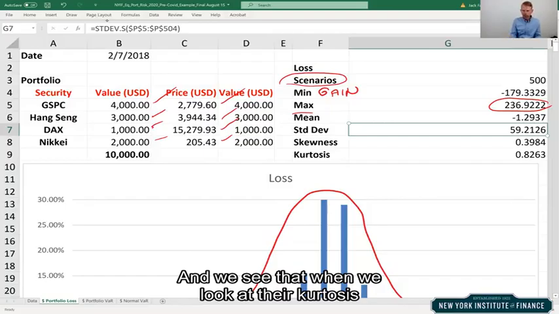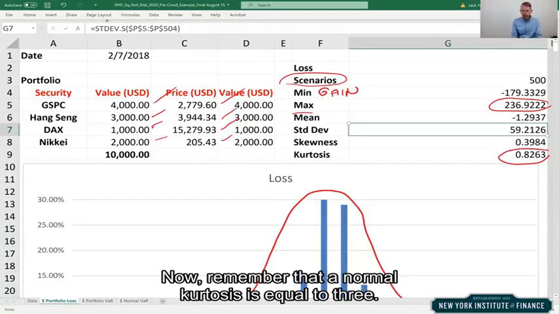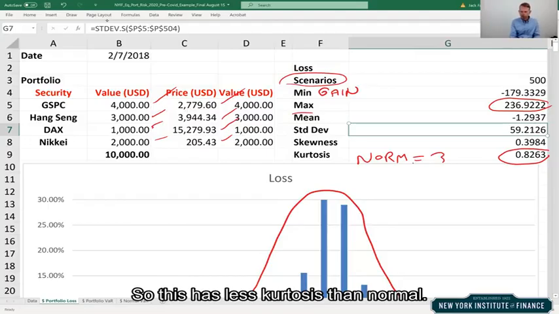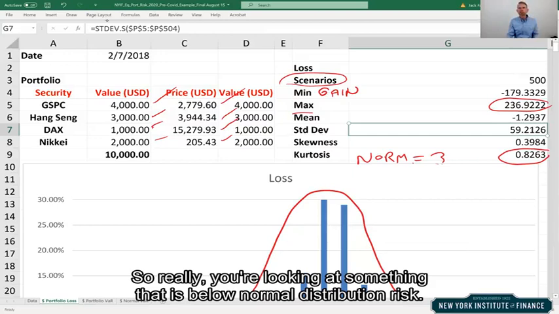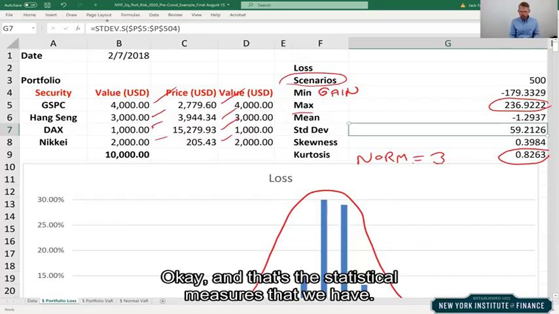And we see that when we look at the kurtosis for the data set, and that's 0.8262. Now remember that a normal kurtosis is equal to 3. So this has less kurtosis than normal. So really you're looking at something that is below normal distribution risk. Okay. And that's the statistical measures that we have.